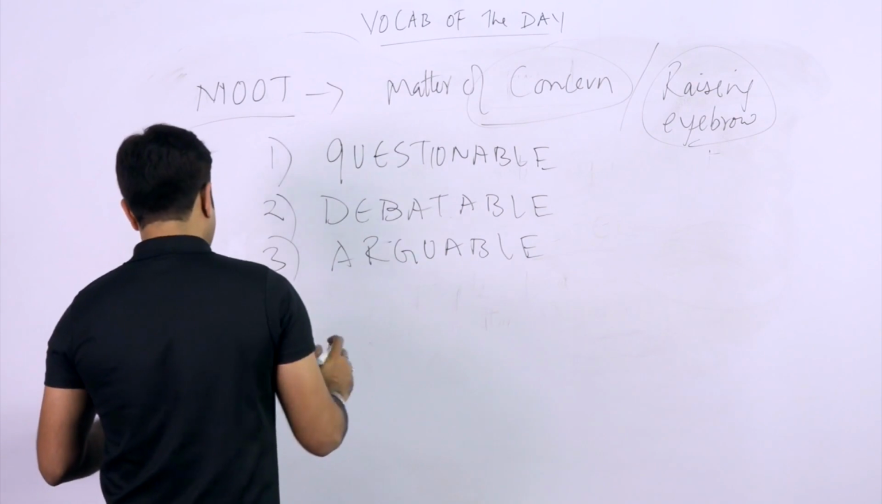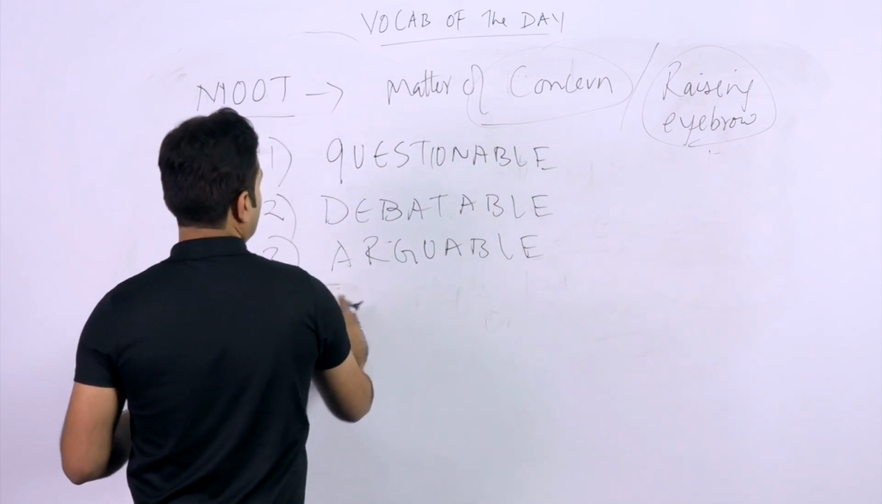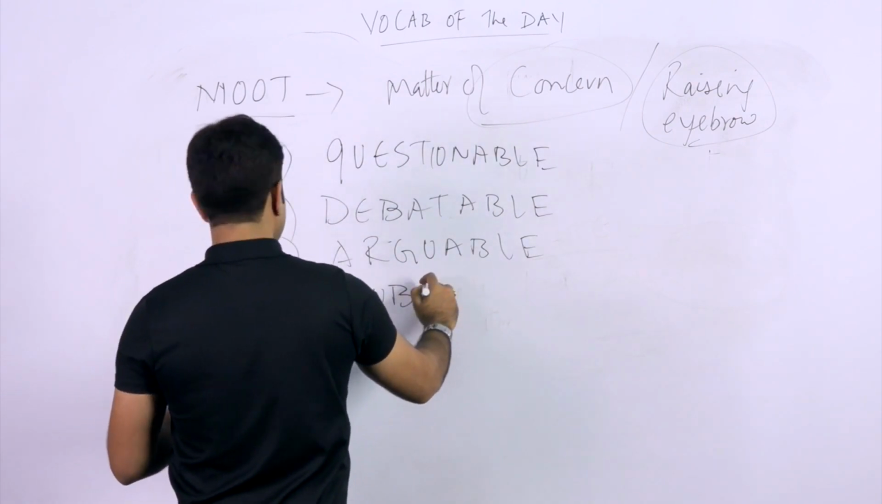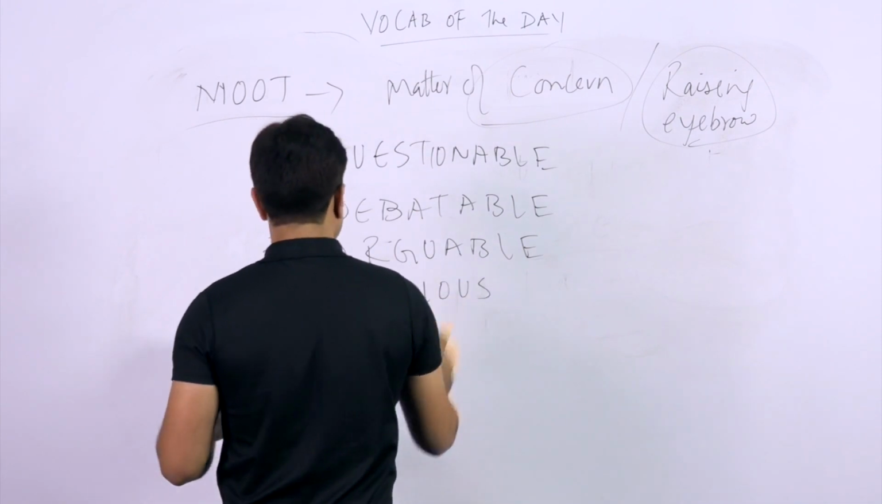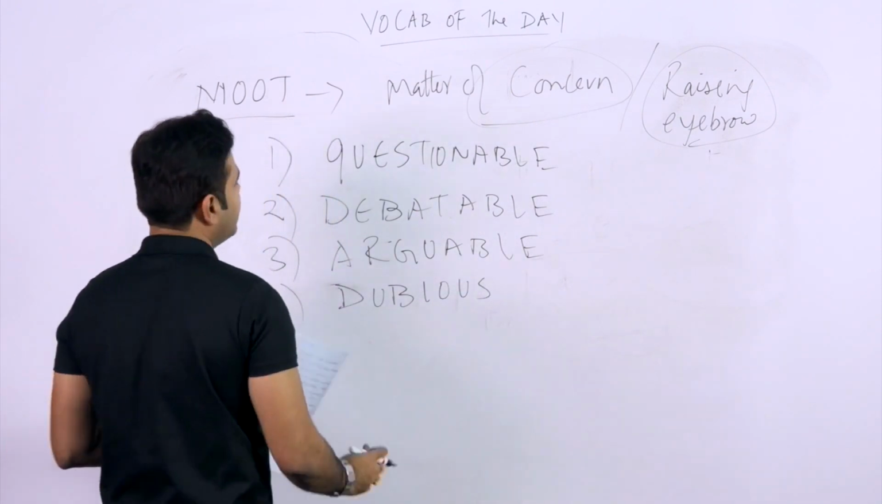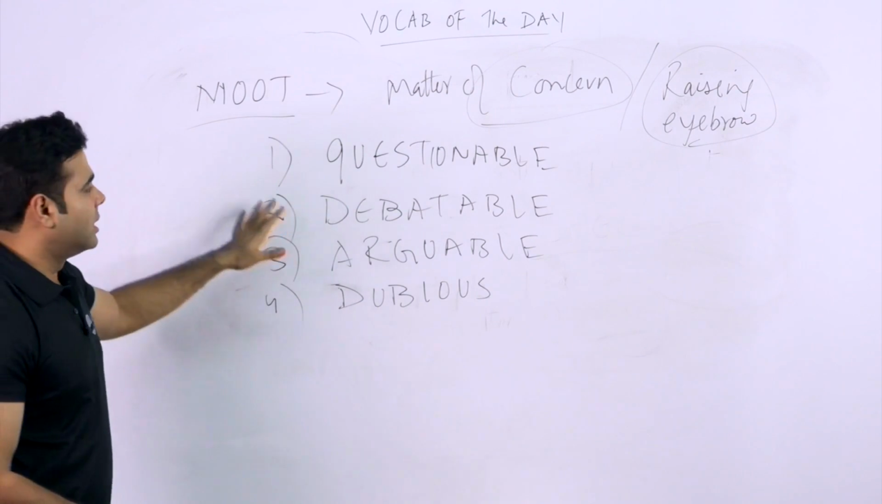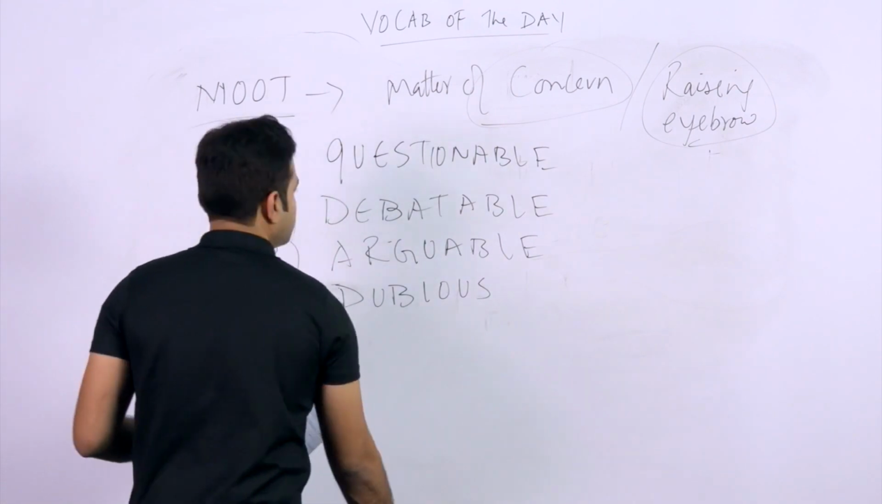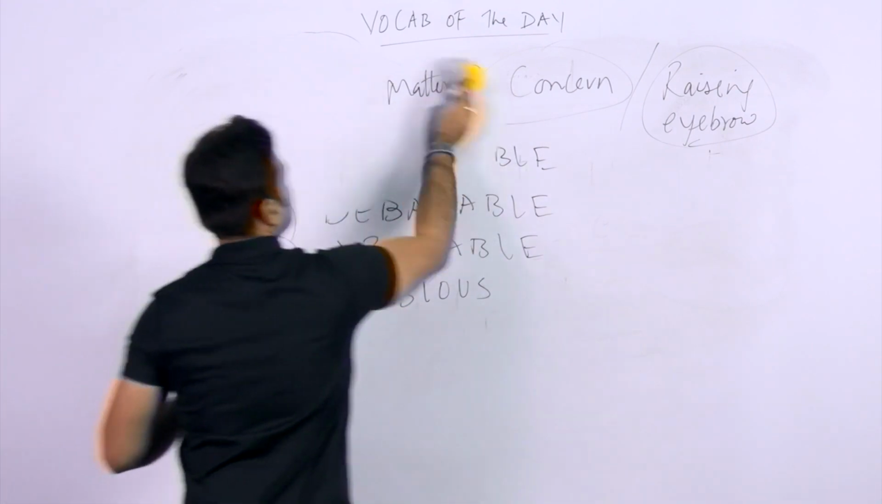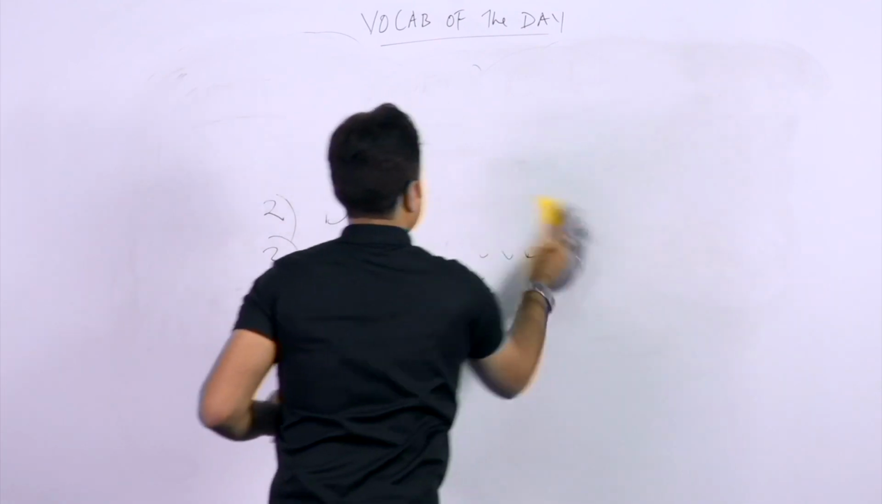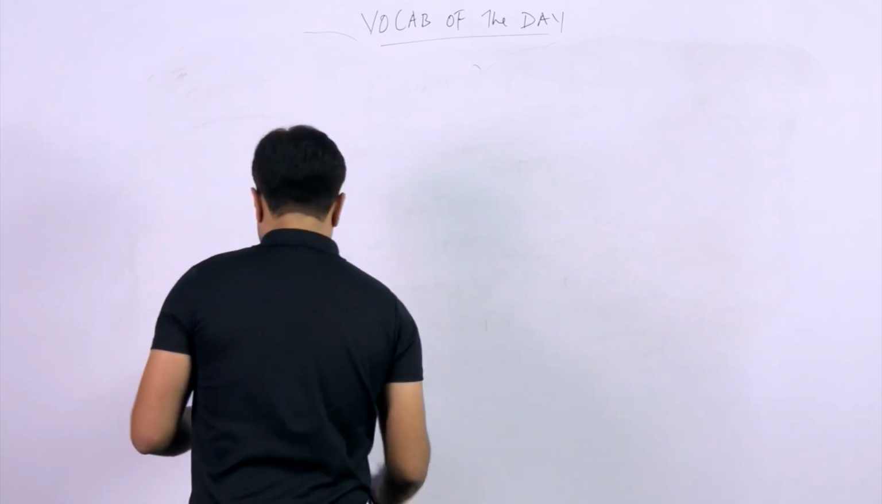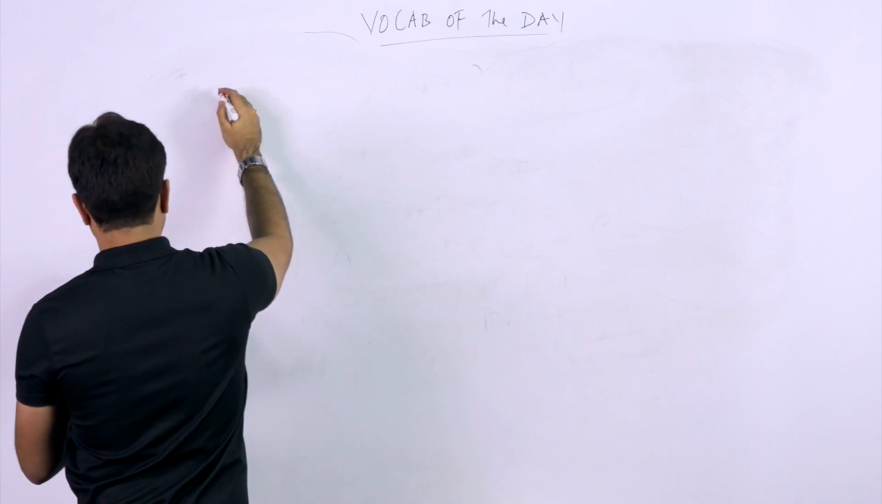The fourth word which I have used is dubious. It's again a simple word. D-U-B-I-O-U-S. Dubious. These are the four words which I have taken for the word moot. Just take the screenshot of this again. Let's proceed to the next word. Okay, let's not make it very lengthy. So let's finish the old words very quickly.